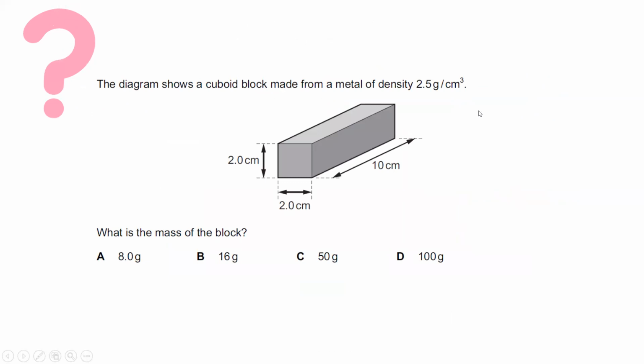Now some questions. The diagram shows a cuboid made up of metal which has a density of 2.5 gram per centimeter cube. What is the mass of the block? The dimensions, length, width and height, are given. So you have to work out the mass. What's the right answer? You can use screen annotation or chat to state the answer.